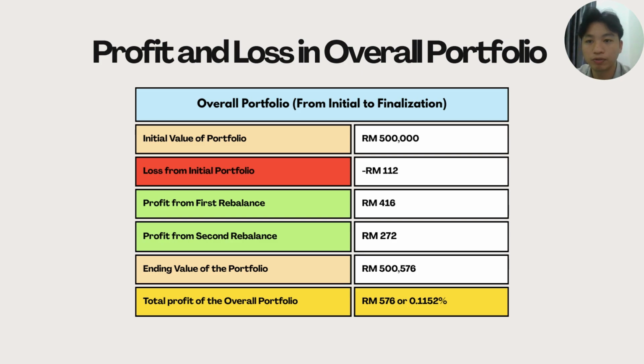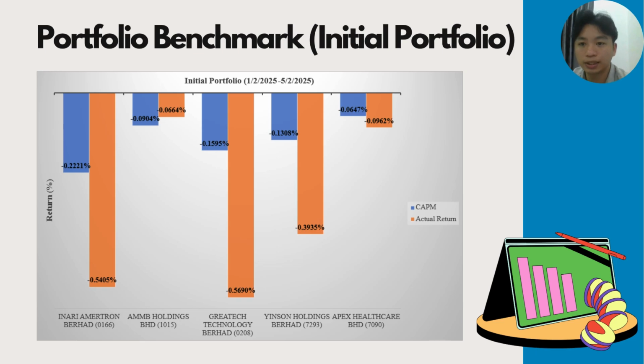In our overall portfolio, we stopped trading and finalized the portfolio performance at the end of the second trading. As a result, the profit for the initial portfolio, first rebalance, and second rebalance are negative 112 ringgit, 416 ringgit, and 272 ringgit respectively. Overall, we gained 576 ringgit or 0.1152% of our initial investment. The next is the portfolio benchmark.